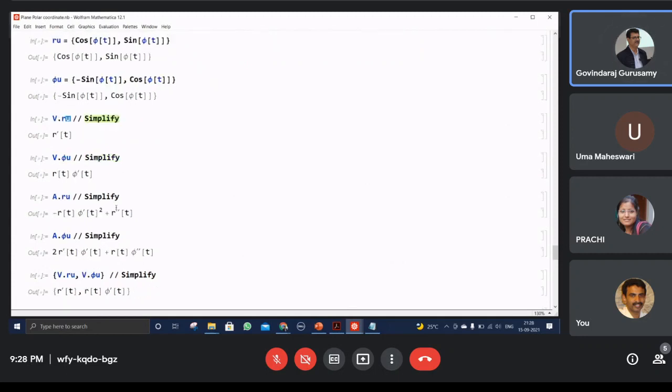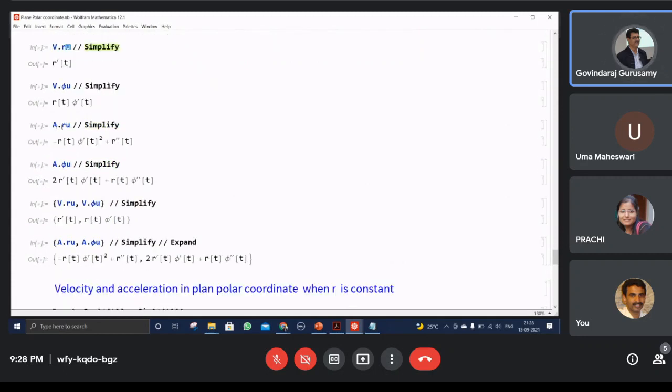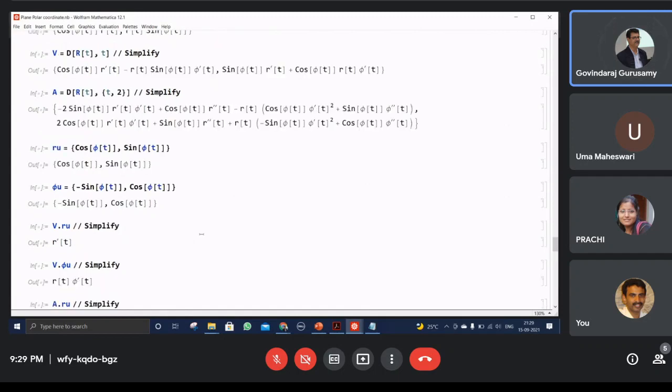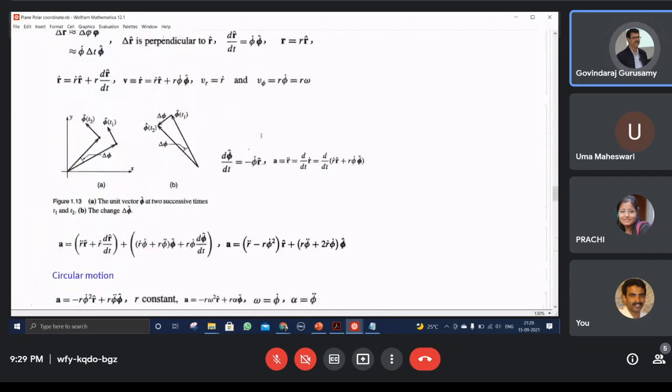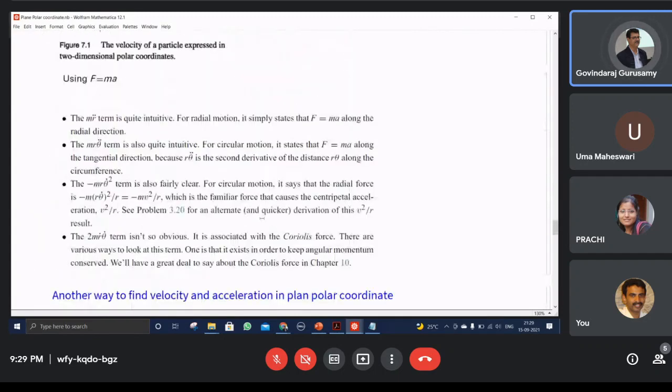Next, take the acceleration and multiply it with the r unit vector. I'm getting this, and multiplying a with the phi unit vector, I'm getting this relation, and these are the components, which are the same as what has been observed with the steps which I have followed here. So the entire thing falls in place.